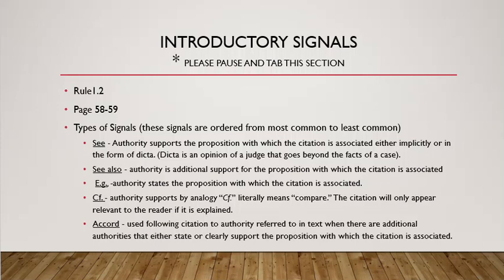The next section is types of signals, and they are ordered from most common to least common. The signals are as follows. See: authority supports the proposition with which the citation is associated, either implicitly or in the form of dicta. Now, dicta is an opinion of a judge that goes beyond the facts of a case. See also, which is authority in addition.